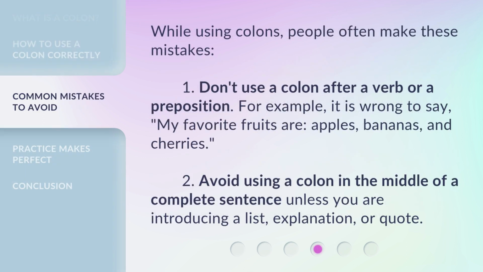While using colons, people often make these mistakes. 1. Don't use a colon after a verb or a preposition. For example, it is wrong to say, my favorite fruits are: apples, bananas, and cherries. 2. Avoid using a colon in the middle of a complete sentence unless you are introducing a list, explanation, or quote.